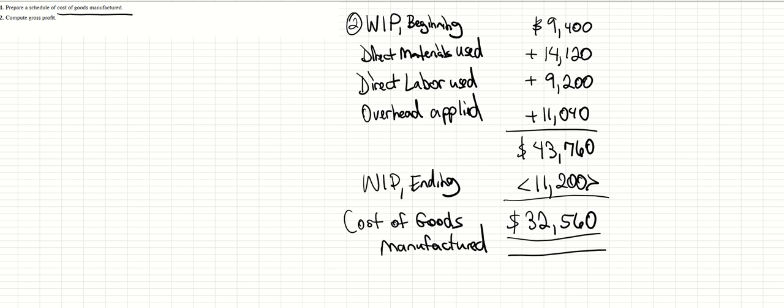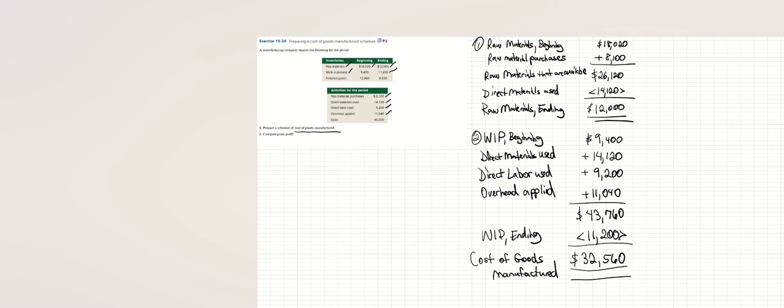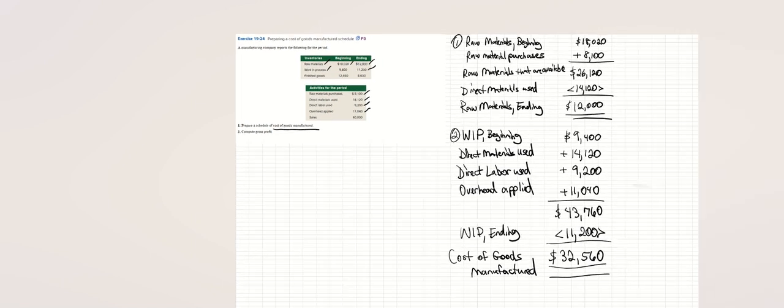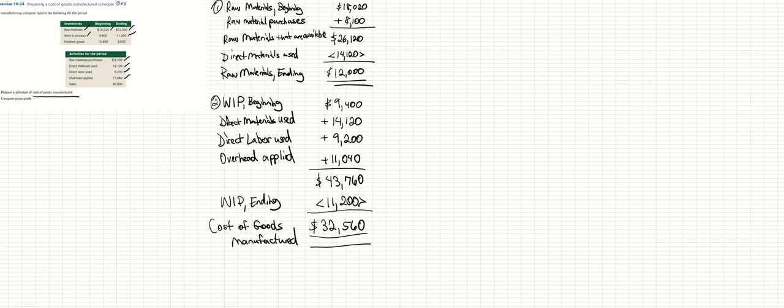Now, number one tells us to prepare a schedule of cost of goods manufactured. This is the schedule here. The schedule can be laid out differently, but I wanted to provide it this way so you understand how to get to cost of goods manufactured from start to finish. And it's in this order.